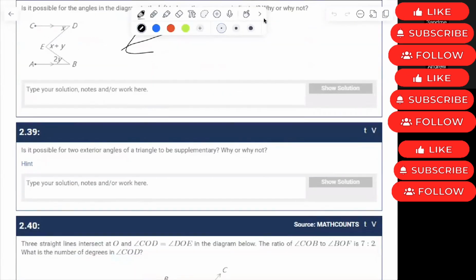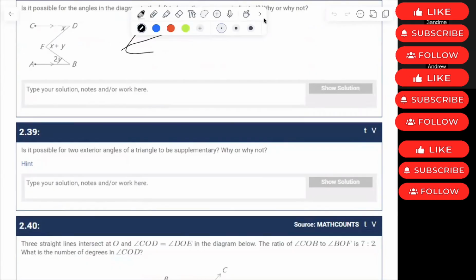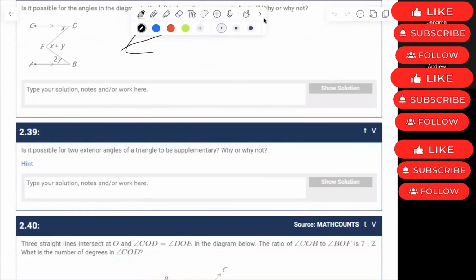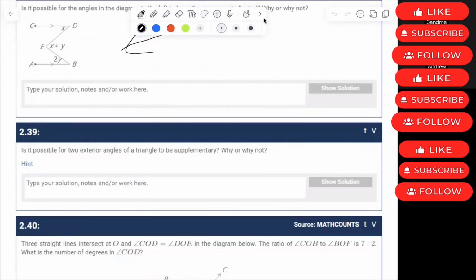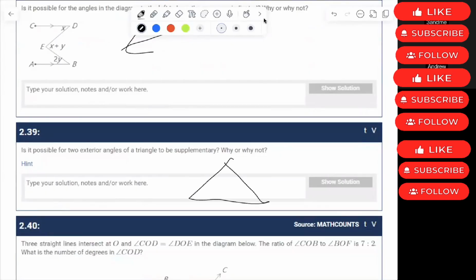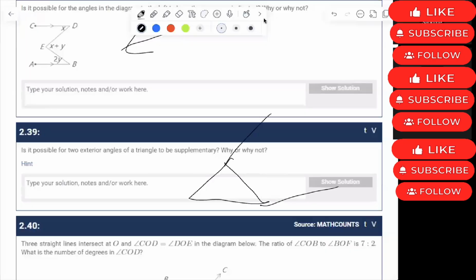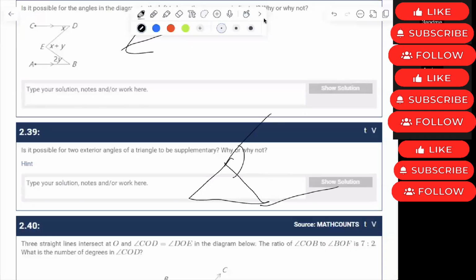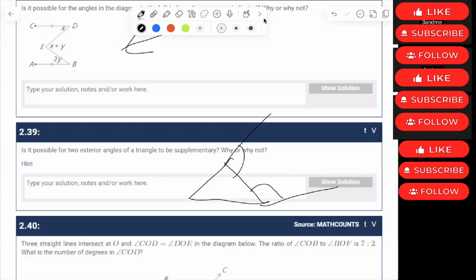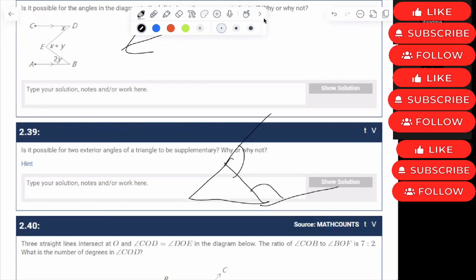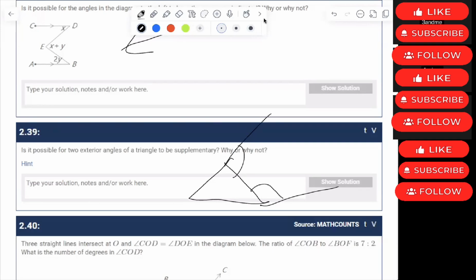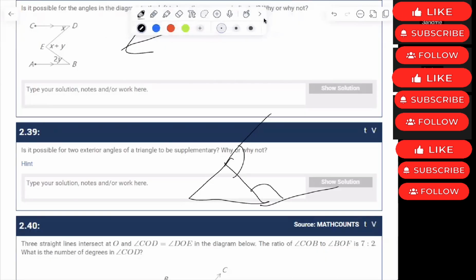Is it possible for two exterior angles of a triangle to be supplementary? Why or why not? So basically, how do we approach this? Well, notice that if we draw a triangle, we want to consider the exterior angles. We'll notice that they all sum up to 360 degrees, and they must be supplementary. So you must have one be obtuse or less, and one must be smaller.